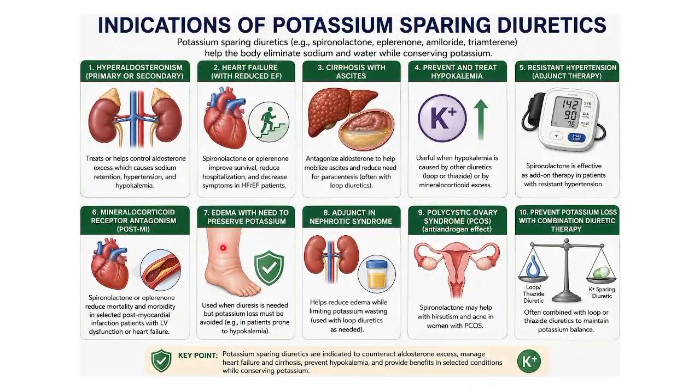So these are some of the indications that I derived from an AI. Number one, hyperaldosteronism. Yes, you want to use the aldosterone blockers, the likes of spironolactone and eplerenone. They're very good drugs when it comes to dealing with hyperaldosteronism.